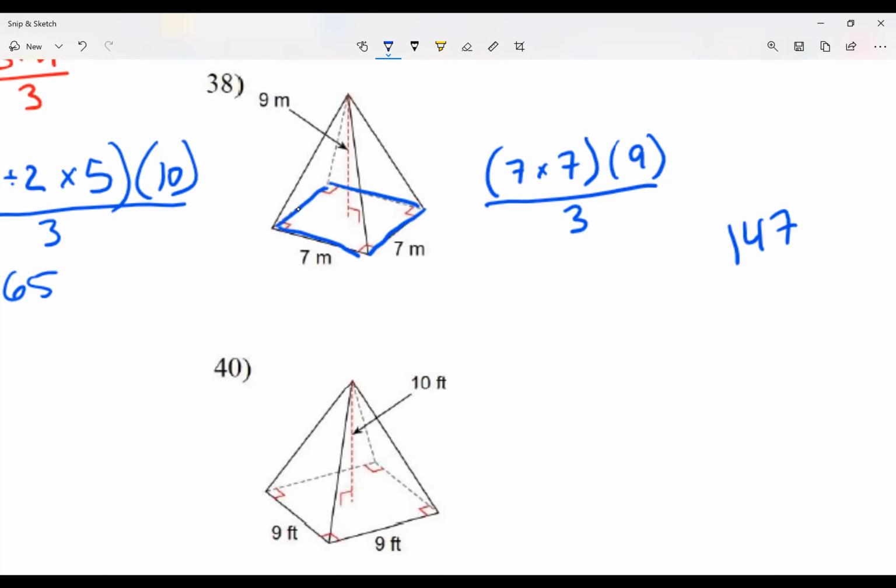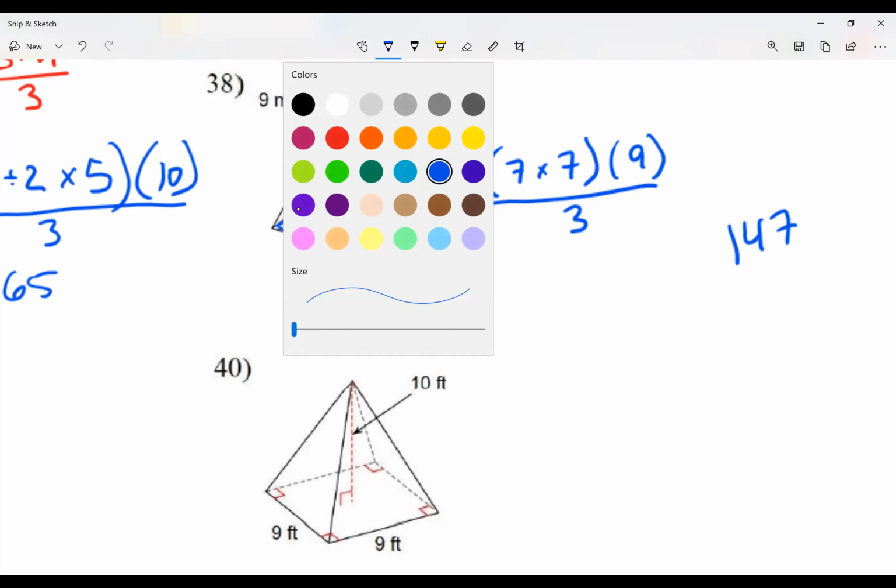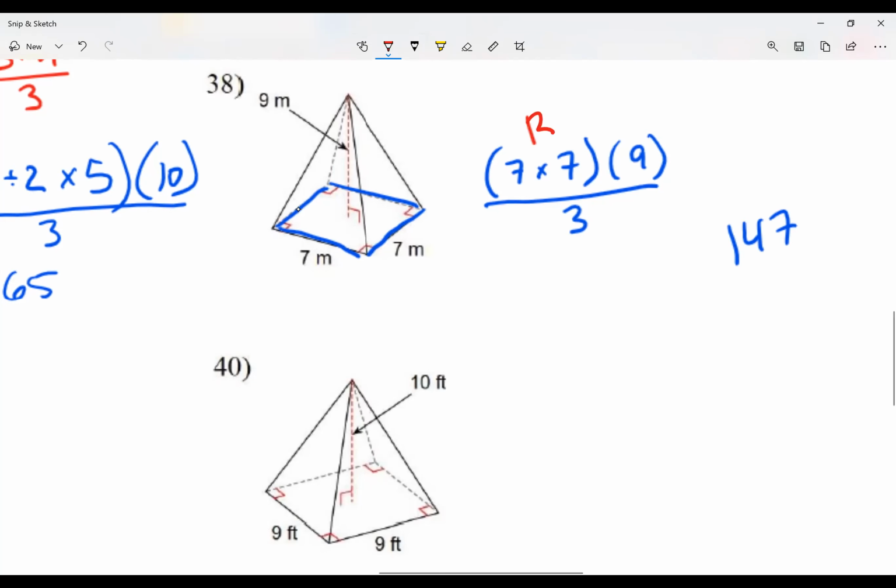Area of the base. Let me highlight. This 7 times 7, that's the base. The 9, that's the height. And then the 3, well, that's 3. Remember, for pyramids and cones, we always divide by 3. And again, the reason why is because it takes 3 pyramids for 1 prism.